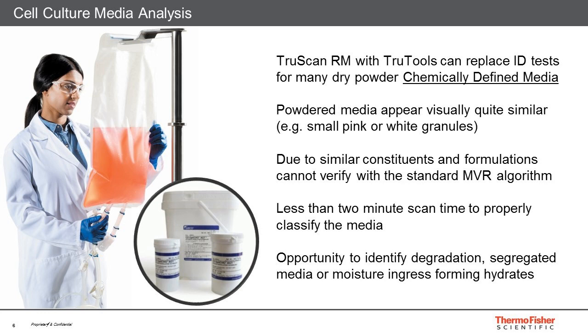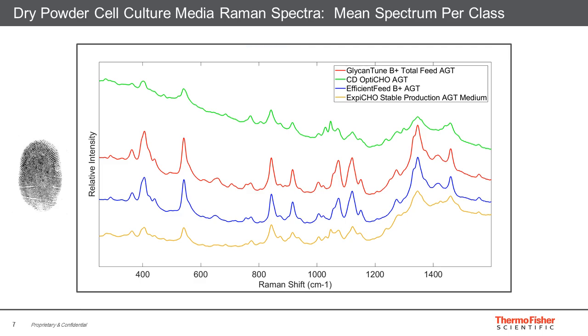Many of these media are finely adjusted proprietary formulations, and they appear visually quite similar. We asked our colleagues in the bioproduction division to send us some closely related media. The chemically defined media are a great prospect for the TrueScan RM as their native fluorescence is relatively low. While media segregation had been a problem previously for some manufacturing sites, it appears that advanced granulation technologies are making that problem much less of an issue.